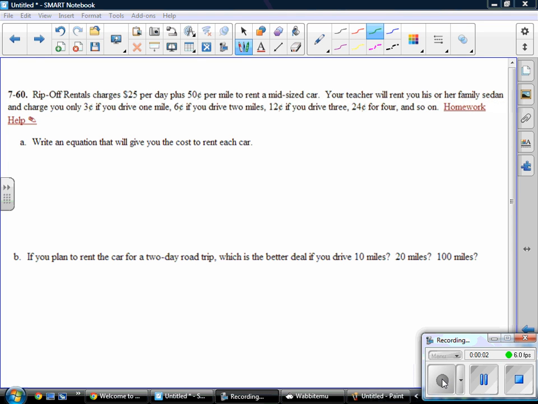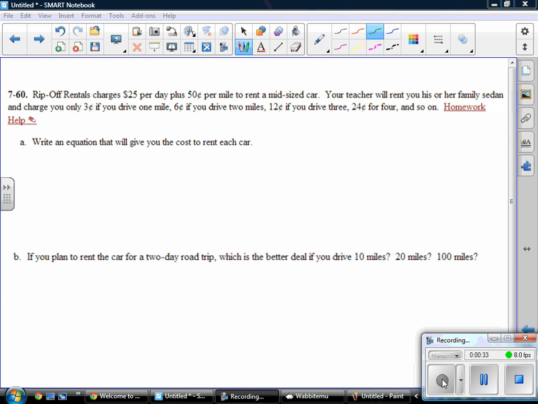This is problem 7-60 from section 7.1.4 homework. Rip-Off Rentals charges $25 per day plus 50 cents per mile to rent a mid-sized car. Your teacher, me, will rent you his or her family sedan and charge you only 3 cents if you drive 1 mile, 6 cents if you drive 2 miles, 12 cents if you drive 3, 24 cents for 4, and so on. Part A says write an equation that will give you the cost to rent each car.